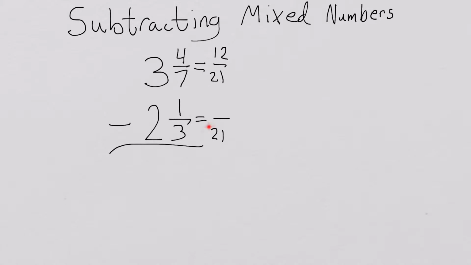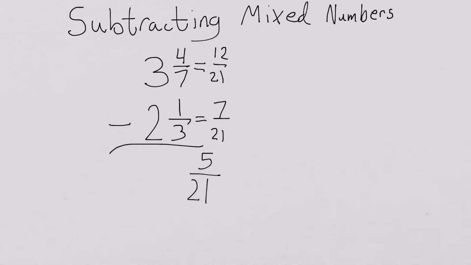Now I have to do the same thing down below. 3 times 7 gets me 21, so 1 times 7 gets me 7. Now I have a common denominator. I can subtract. So we're going to start by subtracting our fraction parts. I have 12 21sts, and we're going to subtract 7 21sts. 12 minus 7 is 5, and our denominator stays 21.